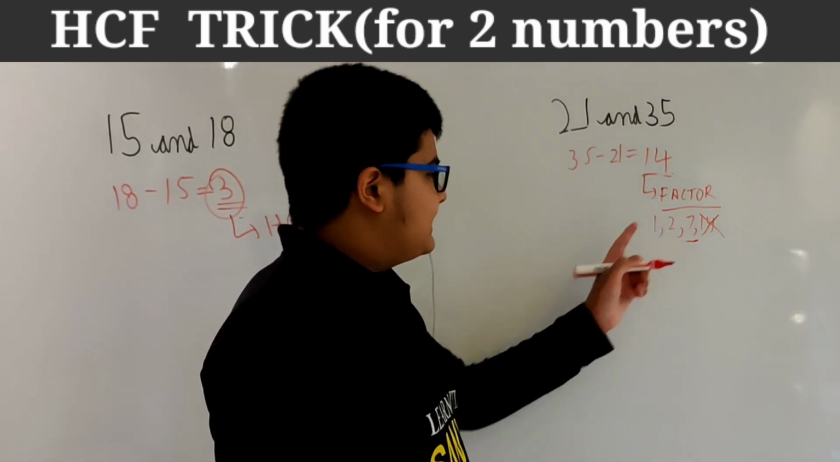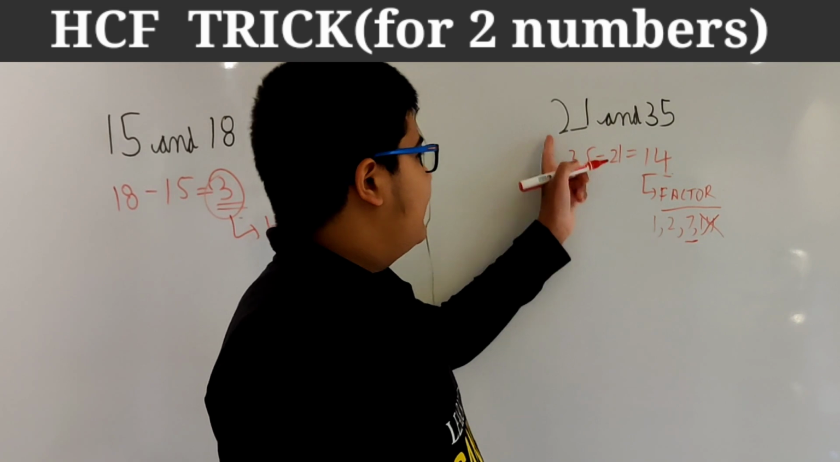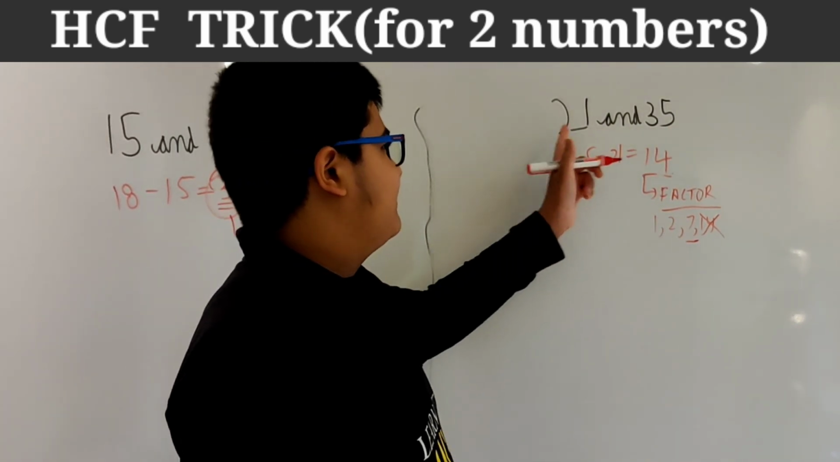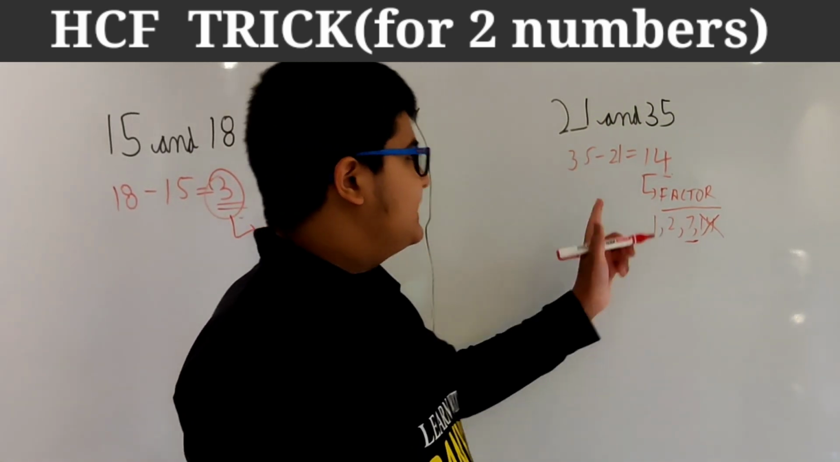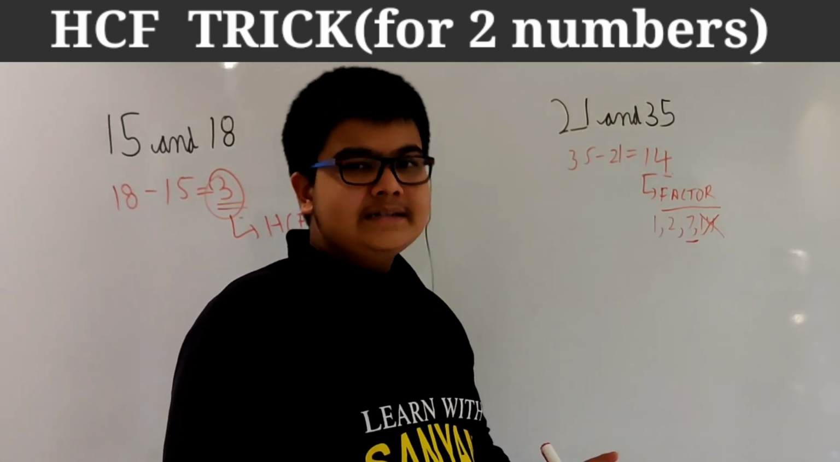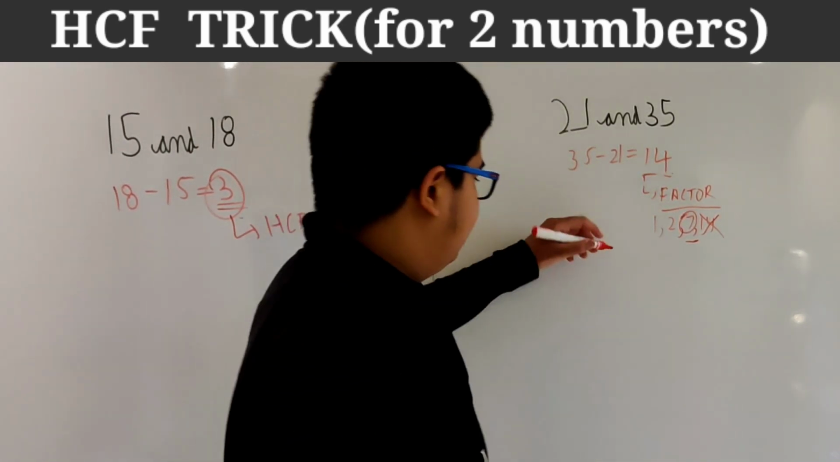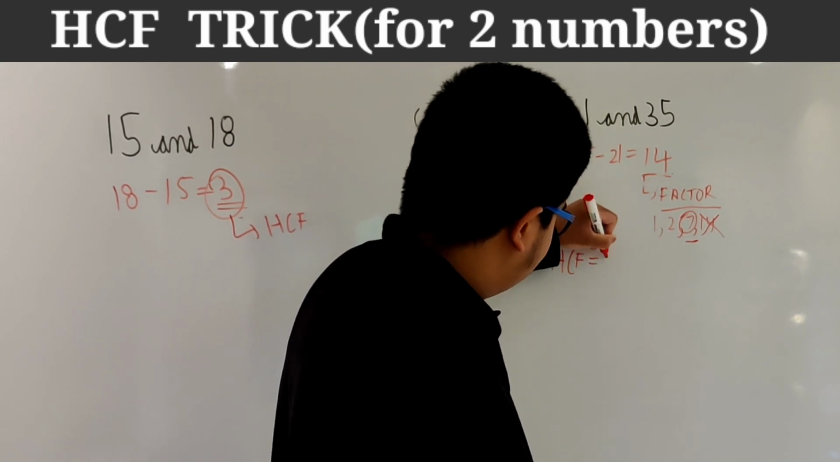So check whether 7 is divisible by 21 and 35 or not. So 7 3s are 21 and 7 5s are 35. This means that 7 is perfectly divisible by 21 as well as by 35. So if the answer is perfectly divisible by both the numbers, this means that 7 is our HCF. So HCF of 21 and 35 is 7.